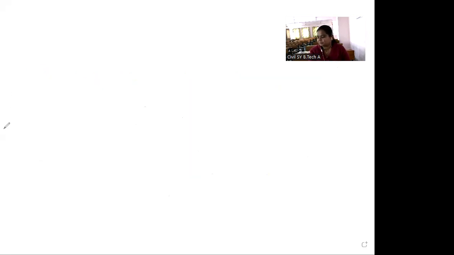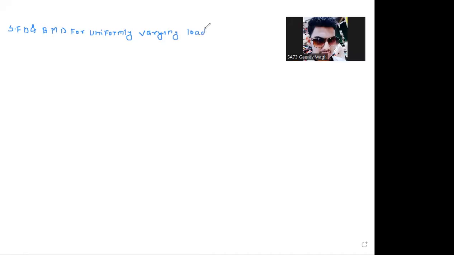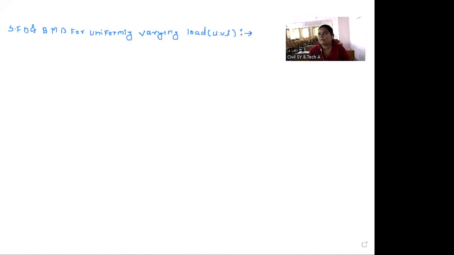Okay. So please write down: SFD and BMD for uniformly varying load, that is UVL. First we will draw the figure and then we will solve.